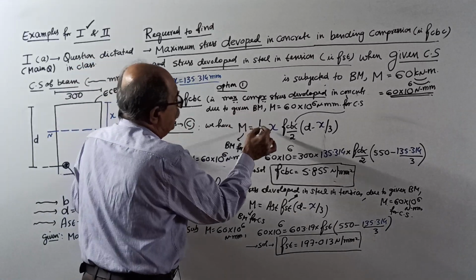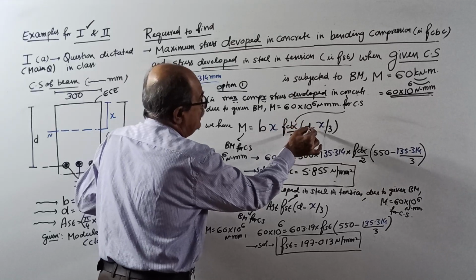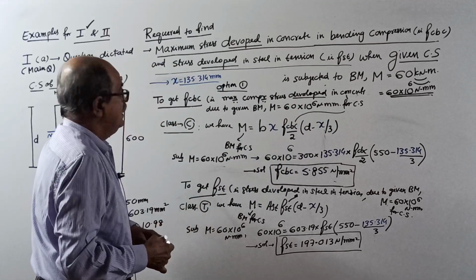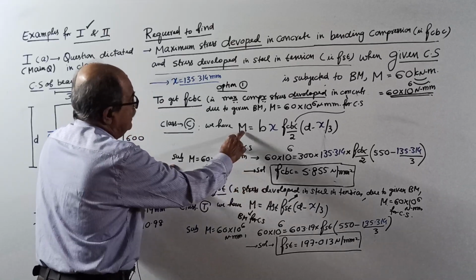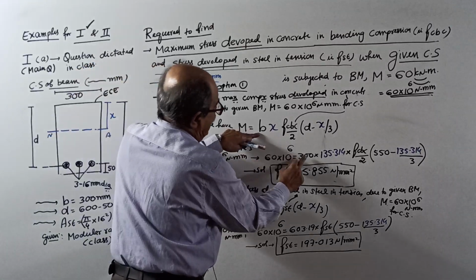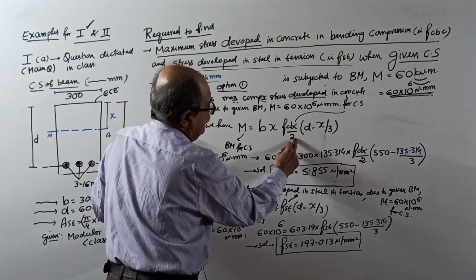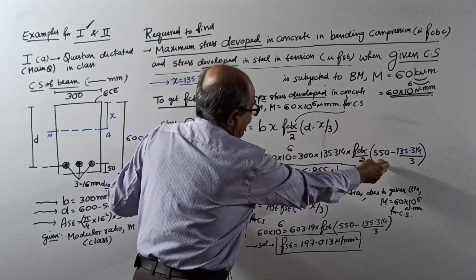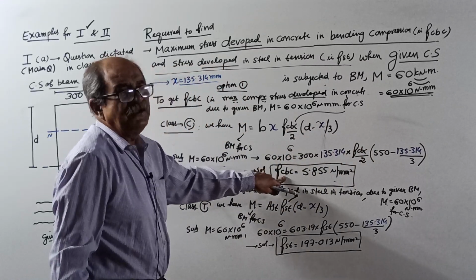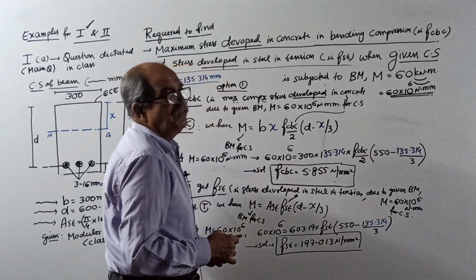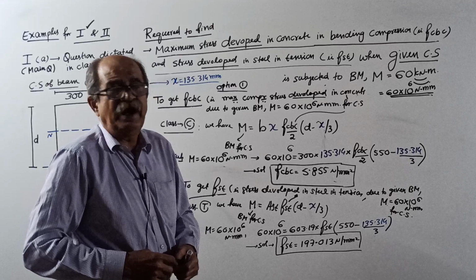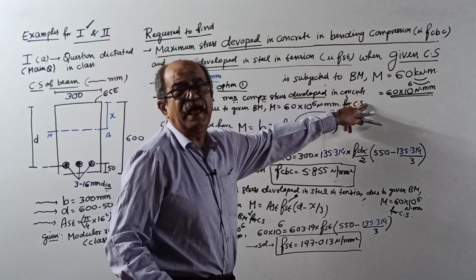M equals B x FCBC by 2 into (D minus X by 3). Substitute M equal to 60 times 10 to the power 6 Newton millimeter, B equal to 300, X is known. You get how much maximum FCBC will come, that is, the maximum compressive stress in concrete for a bending moment of 60 kN meter.